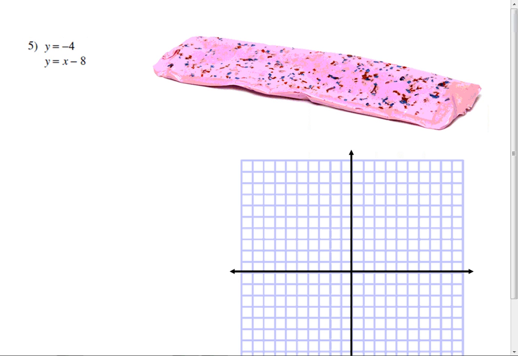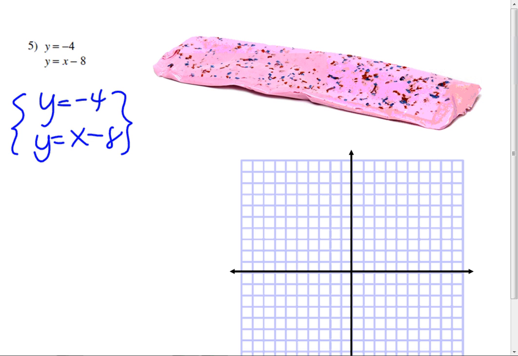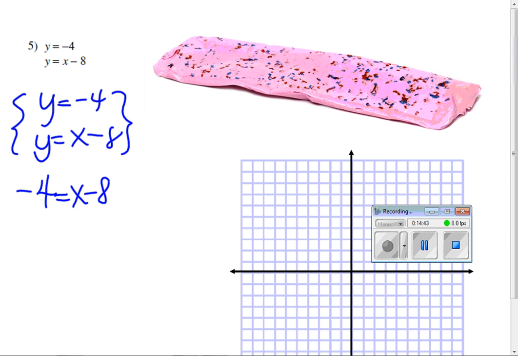So what are you going to put in here? You have y equals -4 and y equals x minus 8. If these are equal, then those are equal. So -4 equals x minus 8. And we'll come around and help you when you get stuck. Some of you have quizzes to finish up.